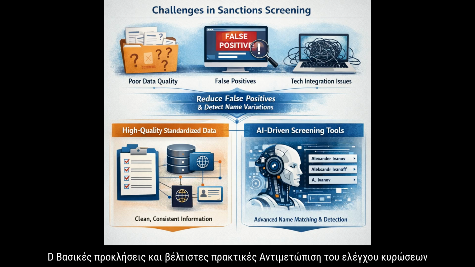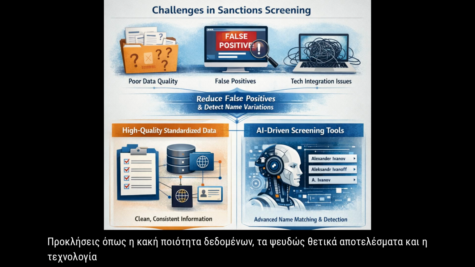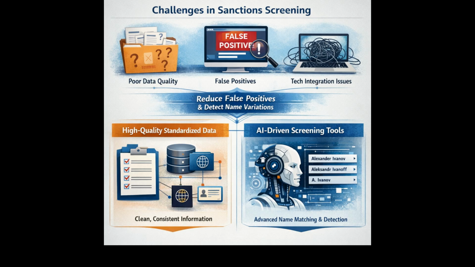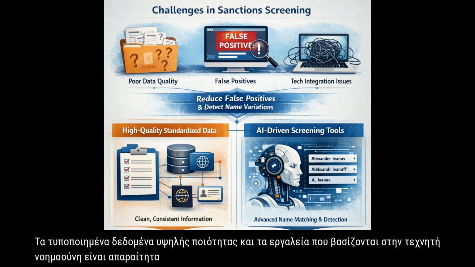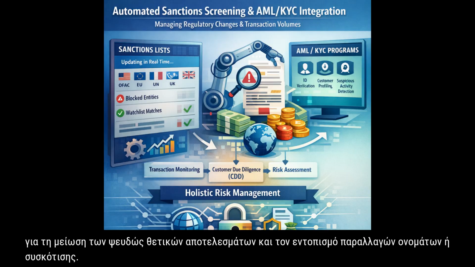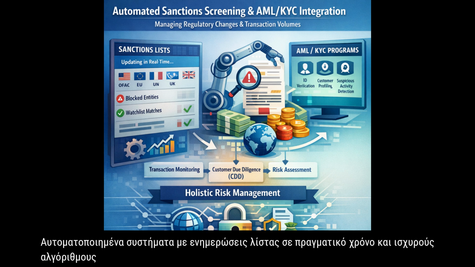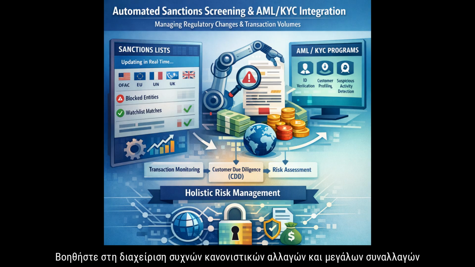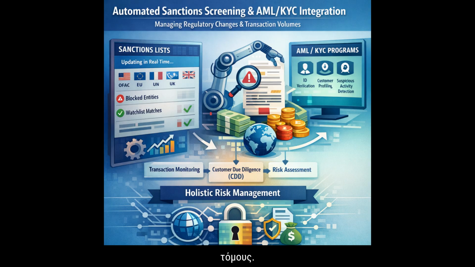Key challenges and best practices. Sanctions screening faces challenges like poor data quality, false positives, and technology integration. High-quality, standardized data and AI-driven tools are essential to reduce false positives and detect name variations or obfuscation. Automated systems with real-time list updates and robust algorithms help manage frequent regulatory changes and large transaction volumes.